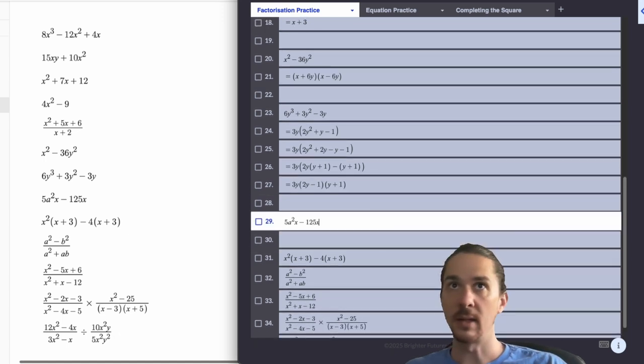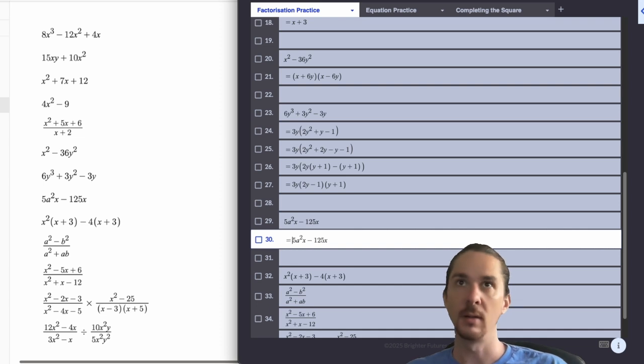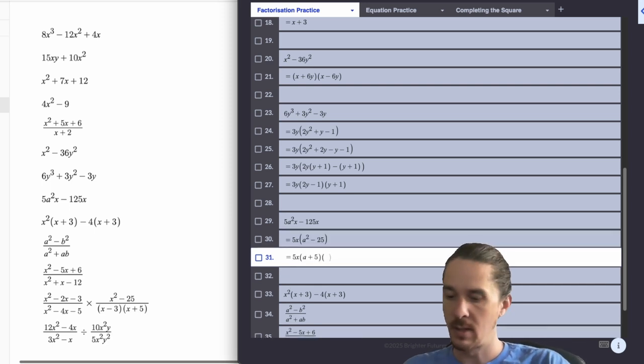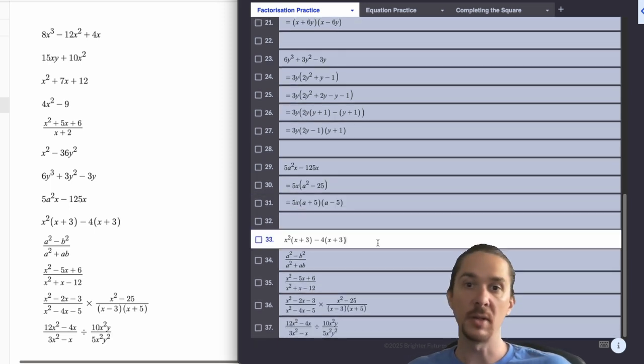This one here, let's have a look. We have a common factor here of 5x, so I'm going to pull that one out. And so that factor goes, and that one goes. This will become 25. Now we have a difference of 2 squares, so this becomes a plus 5 times a minus 5, and that will be the end for that question.